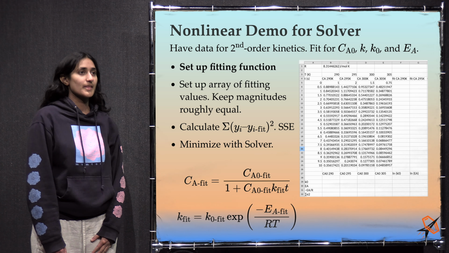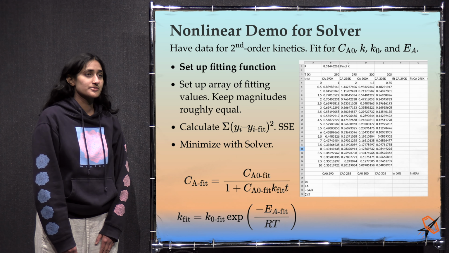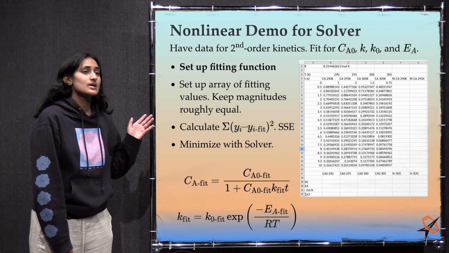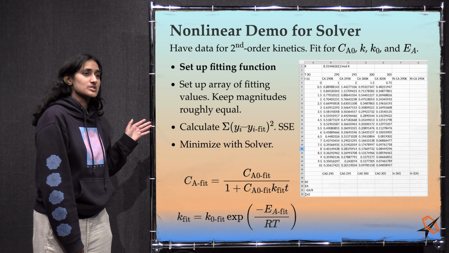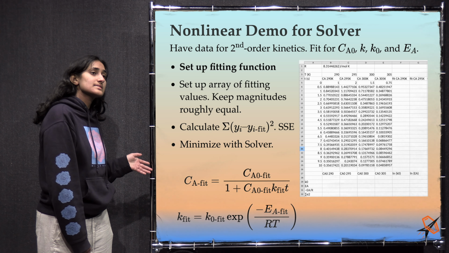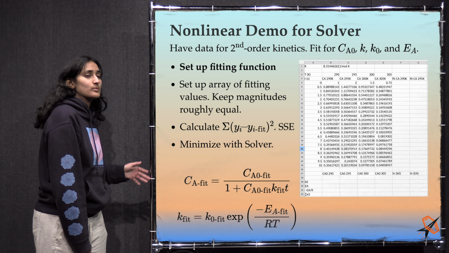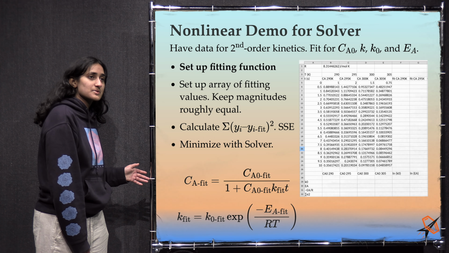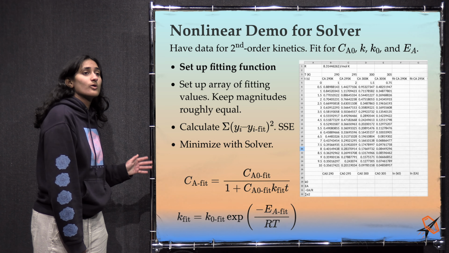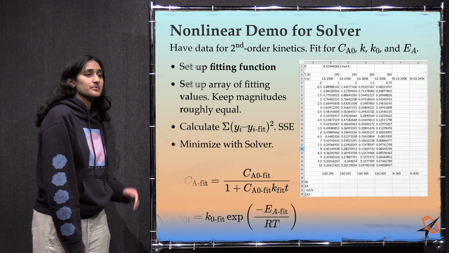As explained in How to Have a Quickie with Your Data Part 1, for a second order reaction, the concentration equals the initial concentration divided by 1 plus the initial concentration times the rate coefficient times time. For our problem, we'll replace the C sub A and the CA naughts with the fitting values. Also, the fitted K will be K naught fit times the exponential of negative EA fit over RT. These are the formulas that we will enter to calculate our fitted values.